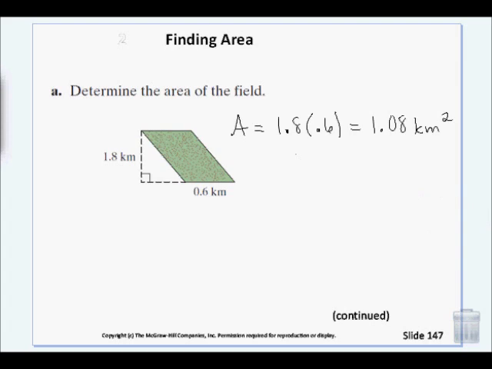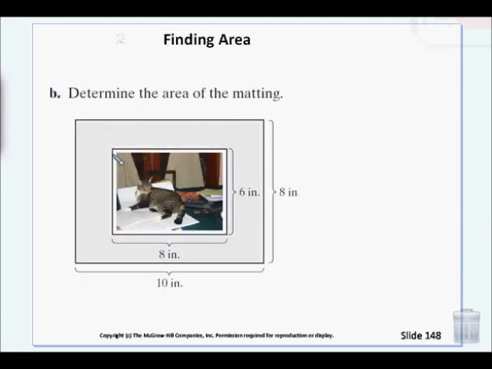I have a situation like this where we don't want to know the area of this whole thing. We just want to know the area of the frame. So basically what I have is a large rectangle and a small rectangle inside of it, and the frame is the large rectangle minus the small rectangle. So I have 8 times 10 minus 6 times 8.